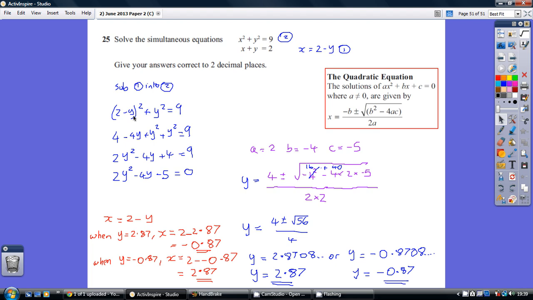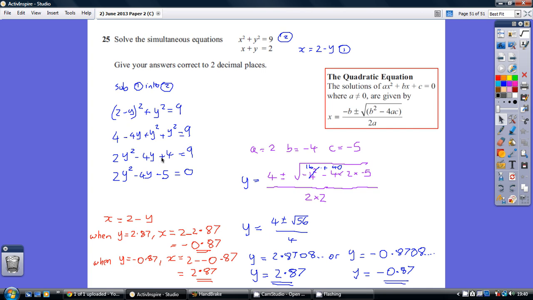So 2 minus y all squared is 2 minus y times 2 minus y. Consider the FOIL on that and you get 4 minus 4y plus y squared. So that is 2 minus y all squared, those 3 terms there. Then we still got our plus y squared equaling 9. So gather our terms up, we get this.